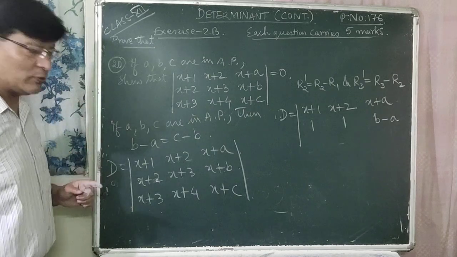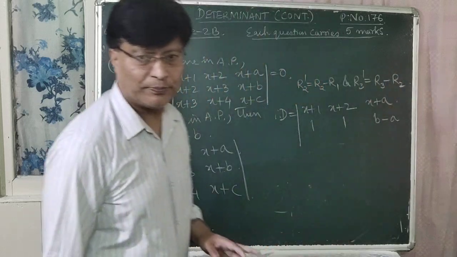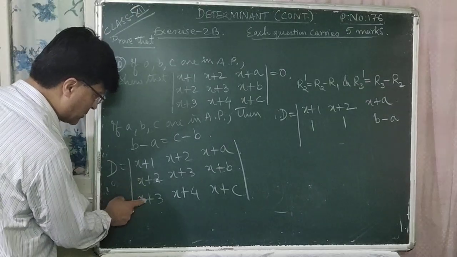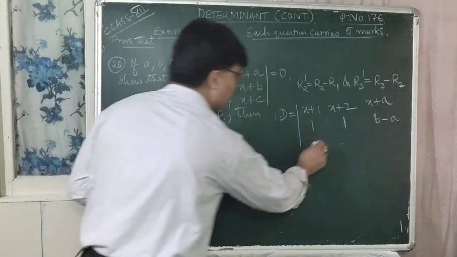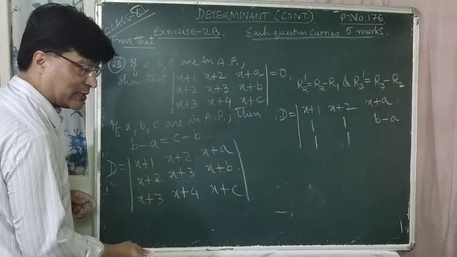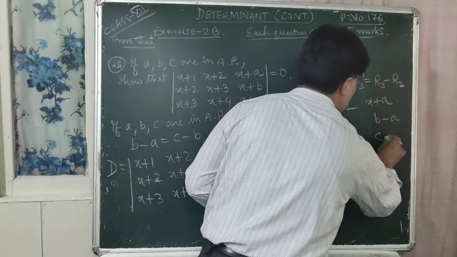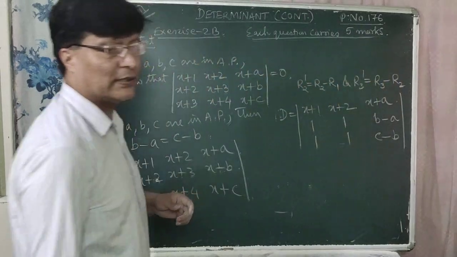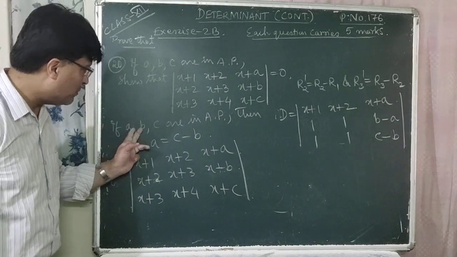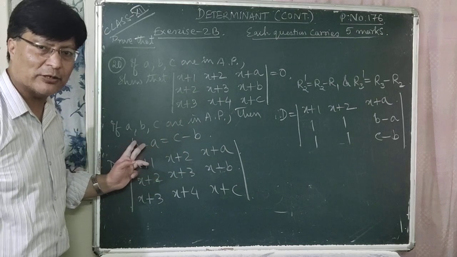Now, what is the new third row? R3 minus R2. This minus this, X plus 3 minus X minus 2, 3 minus 2 is 1. Also X plus 4 minus X minus 3 is 1, X cancels. Then X plus C minus X minus B, X cancels, C minus B. Is it clear now? Next, what is the condition given here? If A, B, C are in AP, then B minus A is equal to C minus B, or C minus B is equal to B minus A.